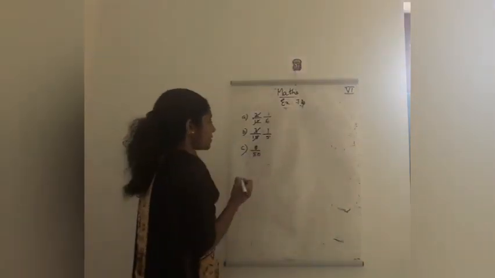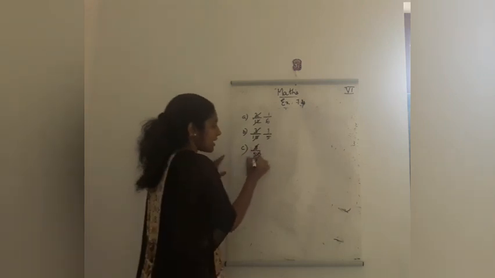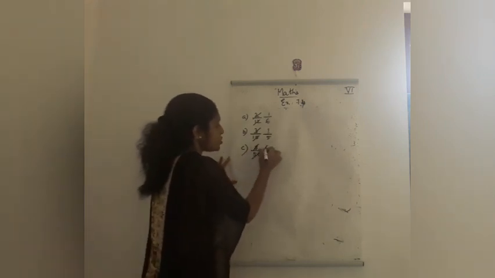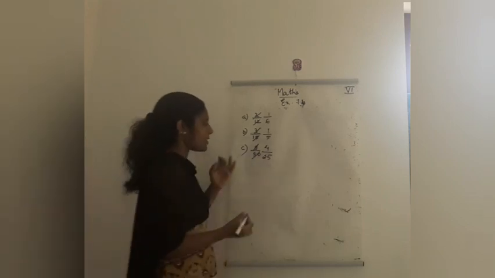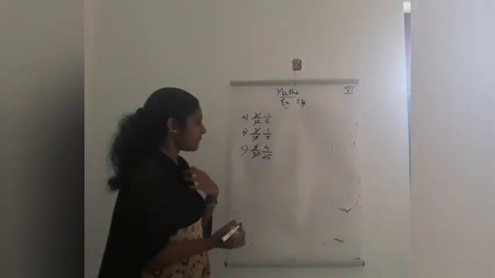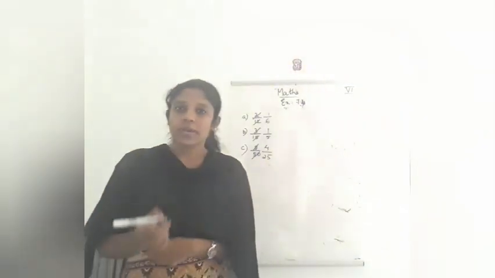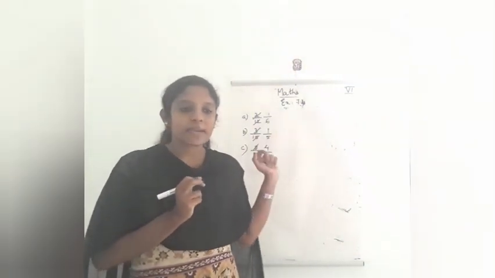So 8 by 50, first we can cancel the table of 2. 2 into 4s are 8. Here 25 comes. 25 into 2s are 50. 4 by 25 came. Again you cannot simplify. This is the simplest form.